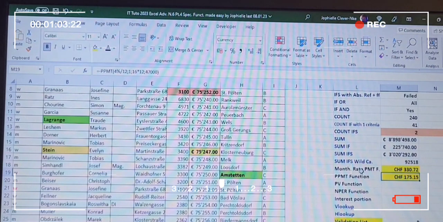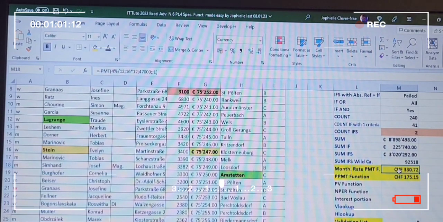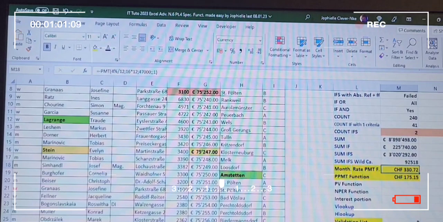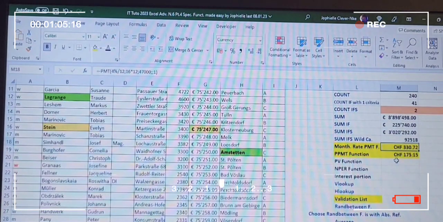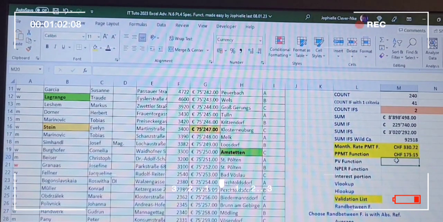So these are our value, PMT and PPMT. I hope you can see right. So we are good so far. Now let's move on. What are we looking for? Now we want to calculate the present value.